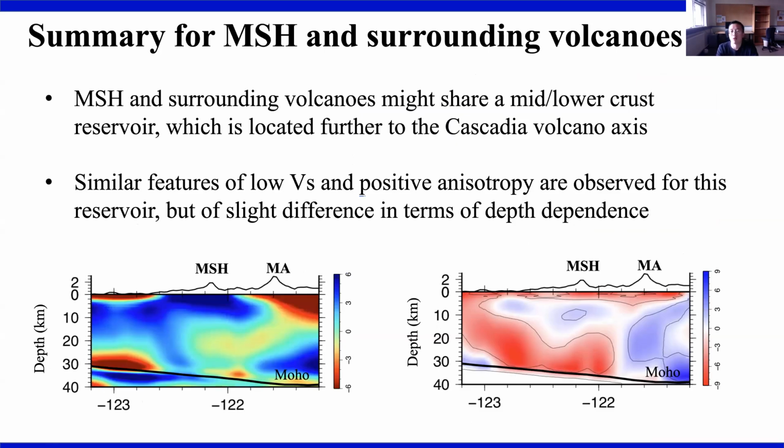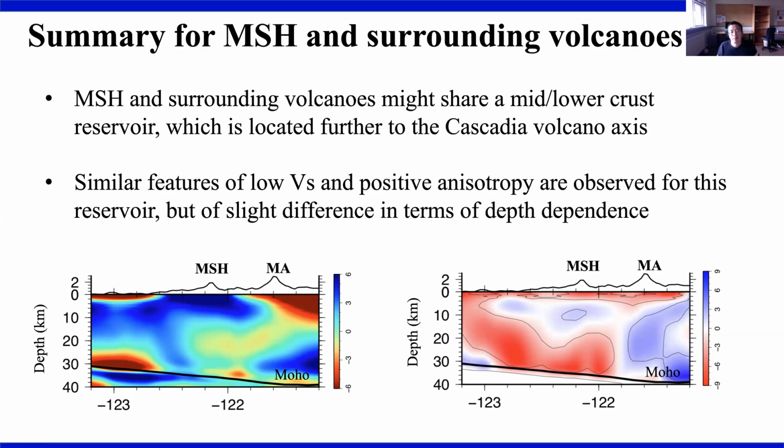So to summarize for this part, the Mount St. Helens and surrounding volcanic system, I think they might share a middle-lower reservoir, and this reservoir is located closer to the main volcanic chain. So that probably helps to explain where that reservoir or the melt is generated.